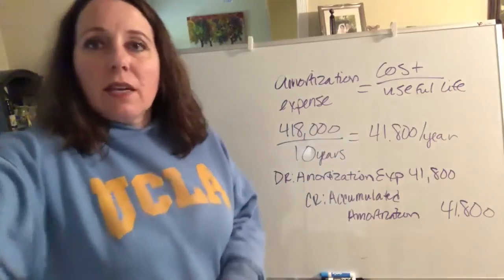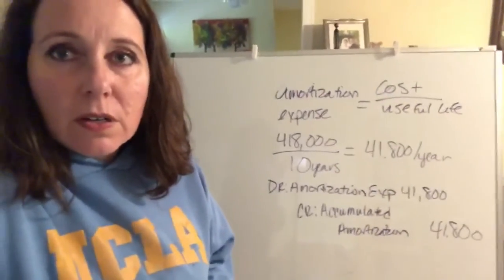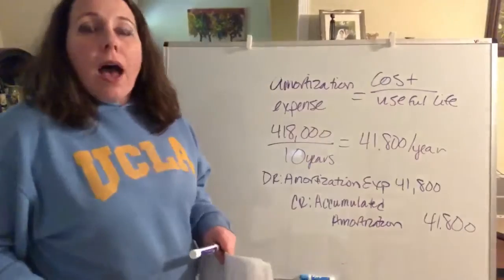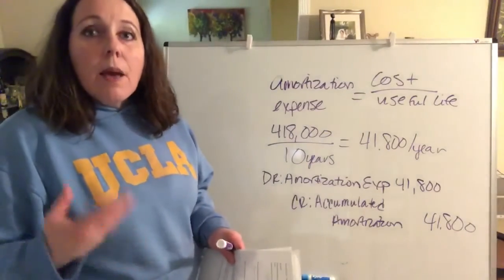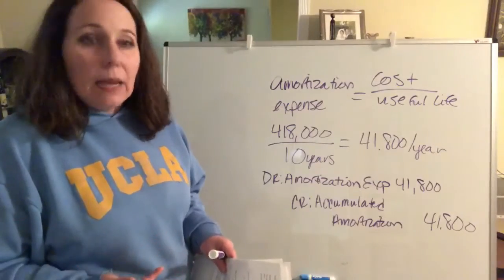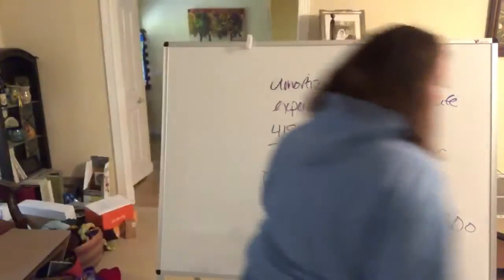The last thing it wants to know is what is the net book value. Just like in our assets, our net book value is the cost of the asset minus the accumulated amortization.